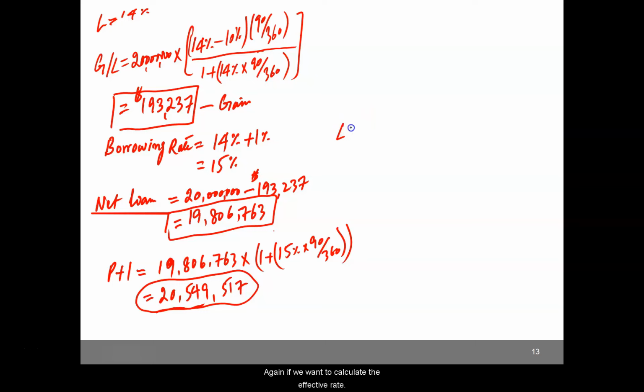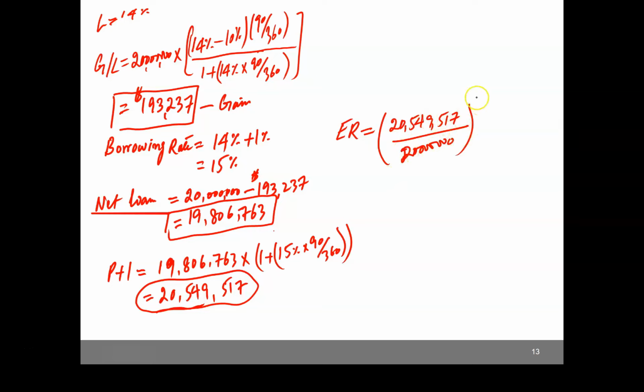Again, if we want to calculate the effective rate, it will be 20.54517 divided by 20 million raised to 365 divided by 90, should be approximately around 11.6. So let me be exact, 20.54517 divided by 20 million, and then raised to the power 4.06, minus 1. So if I just, it is 11.63%.